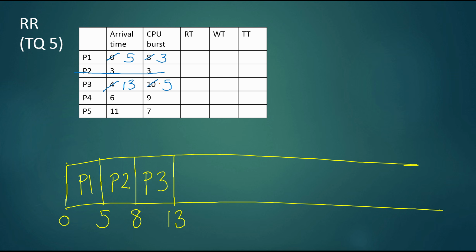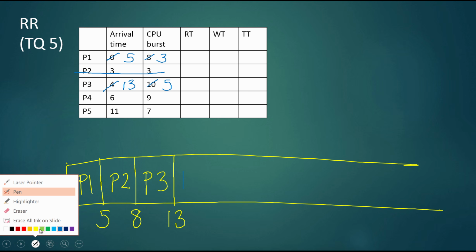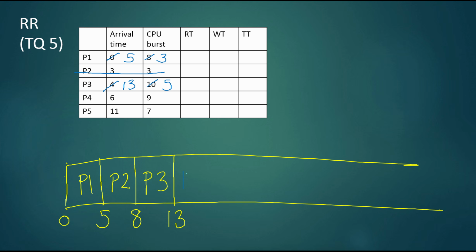Now the current time is 13, and this is where you need to be careful, because P1 actually arrived in the ready queue before P4. You might think, oh, I want to use P4, but P1, because it got there at time 5, has an earlier arrival time than P4. So the next to go is going to be P1. P1 has 3 time units of CPU burst, and so at time 16, P1 will be done.